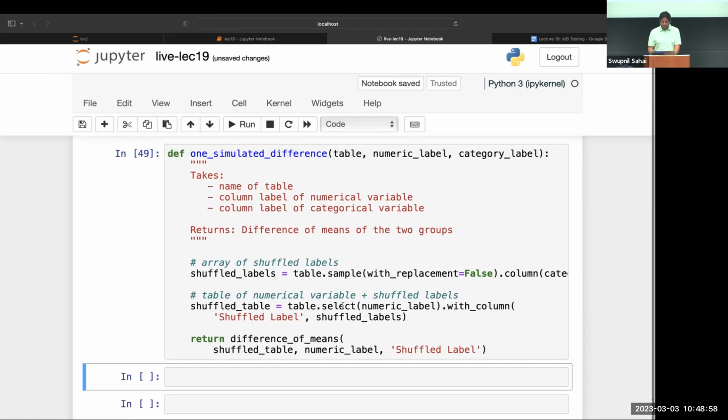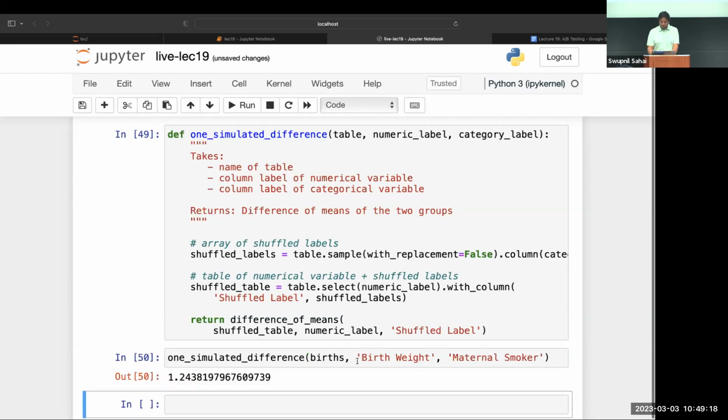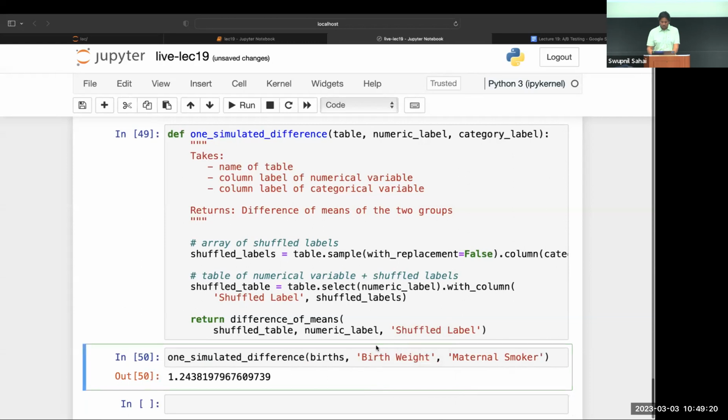And so this is just nice and easy because now we can just run this whole thing in our simulation, because this goes through the whole process of creating our simulated data and calculating the test statistic. Let's make sure this is actually doing something reasonable. So we can call this function on the births data set, specifically with birth weight and maternal smoker. But notice how I could just swap these with any column names and simulate a bunch of data all day now. So this is really convenient.